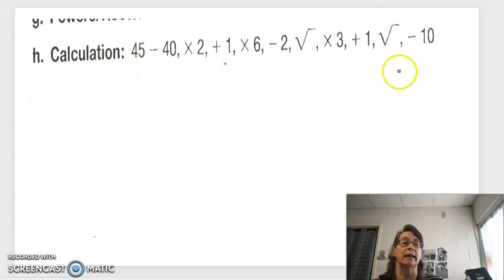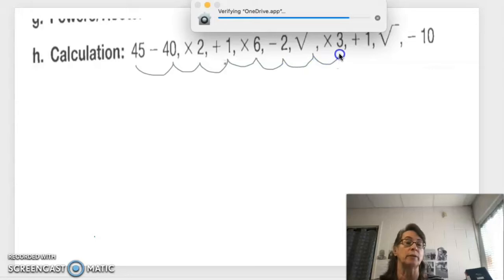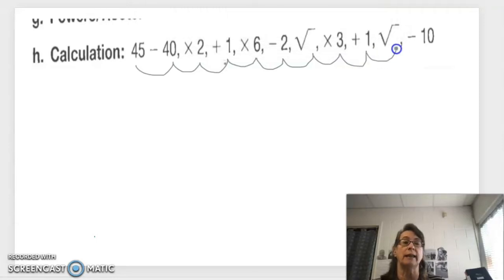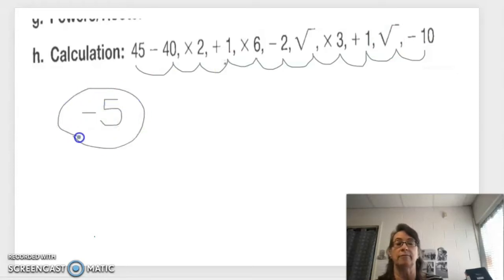And this one is fun. I love these. So 45 take away 40 is 5, times 2 is 10, plus 1 is 11, times 6 is 66, take away 2 is 64, square root of that is 8, times 3 is 24, plus 1 is 25, take the square root of that is 5, minus 10 is negative 5. Those are just plain fun to do.